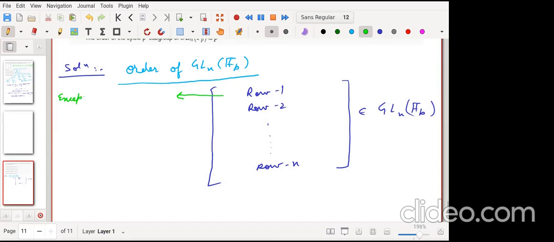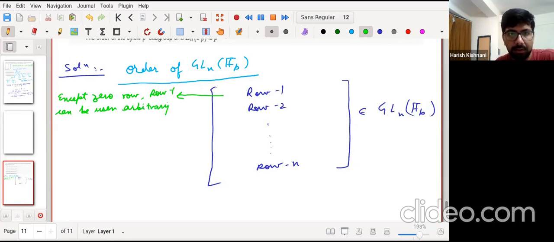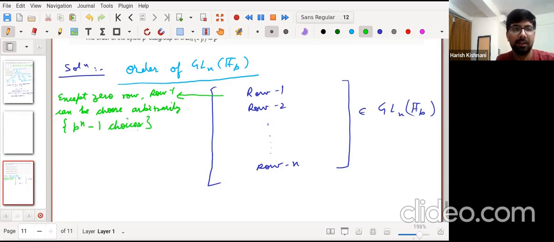Except the 0 row, row 1 can be chosen arbitrarily. So how many choices do you have? Each element is chosen from F_p. You have n elements in row 1, and so p raised to n, and then minus 1 for the 0 row, right? So you have p^n minus 1 choices, right?